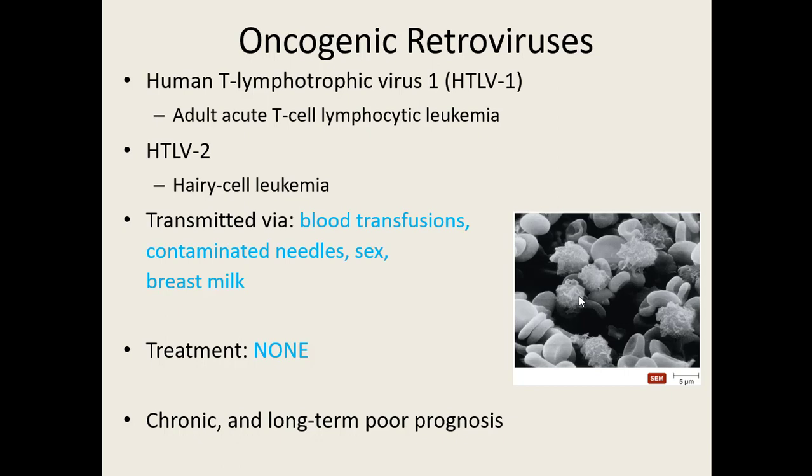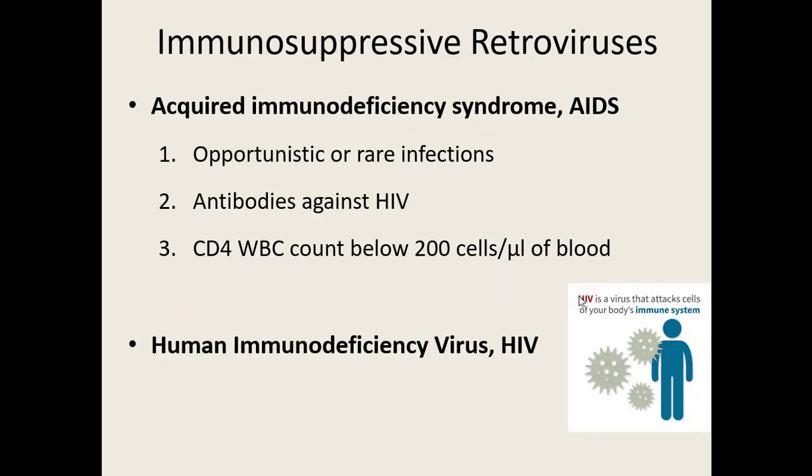Now, the other group of retroviruses are the immunosuppressive ones. So as their name implies, they're going to suppress the immune system, so the immune system can't do what it's supposed to do. Now, if your immune system is no longer working, like at all, you develop a condition known as acquired immunodeficiency syndrome. You acquired it. You weren't born with this immunodeficiency.